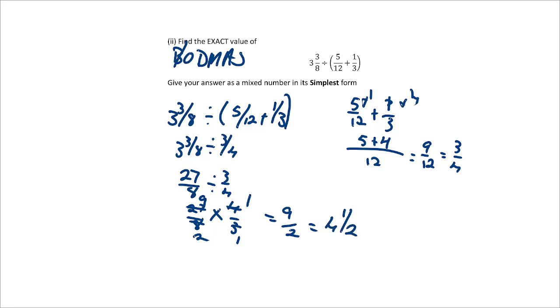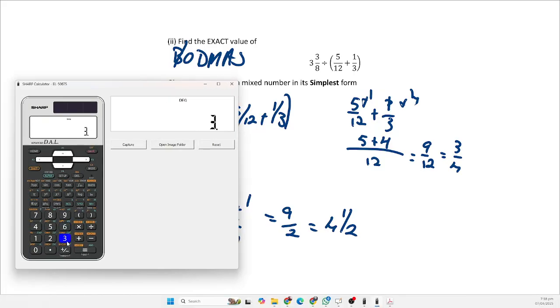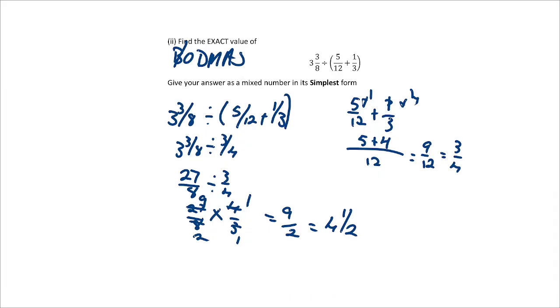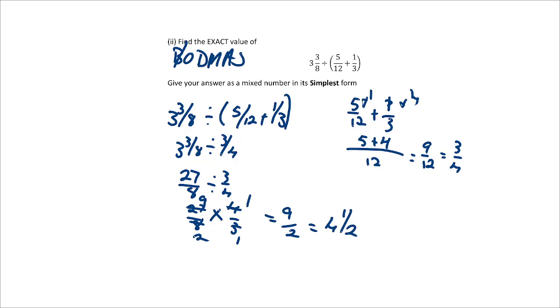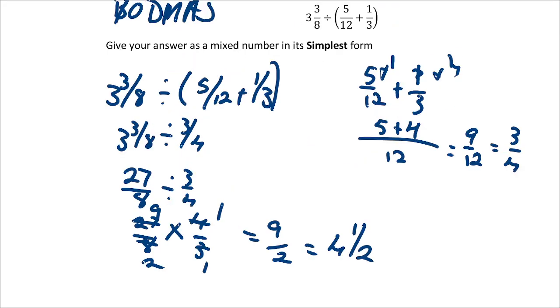Right? If you're not comfortable, or if you just need to check it very quickly, pull out your calculator. It does not take more than a minute to check this. 3 and 3 over 8 divided by, open bracket, 5 over 12 plus 1 over 3, close bracket, equals 4.5. I got that, so we know that our answer is correct. And you do need to show your working. Okay, let's go ahead and do the next one. Hold on, is that the next one? Or do I have something below? No? Next one.